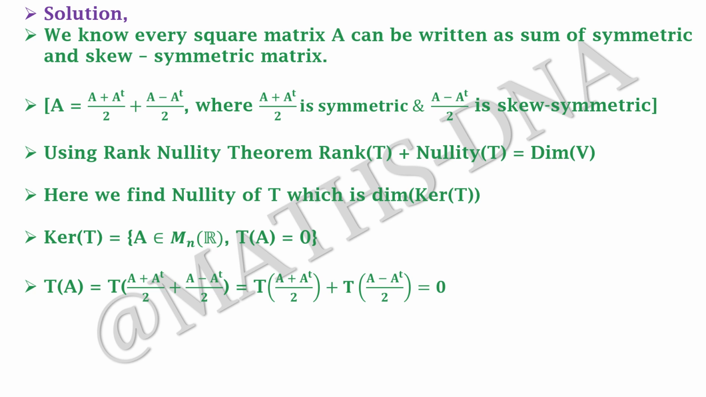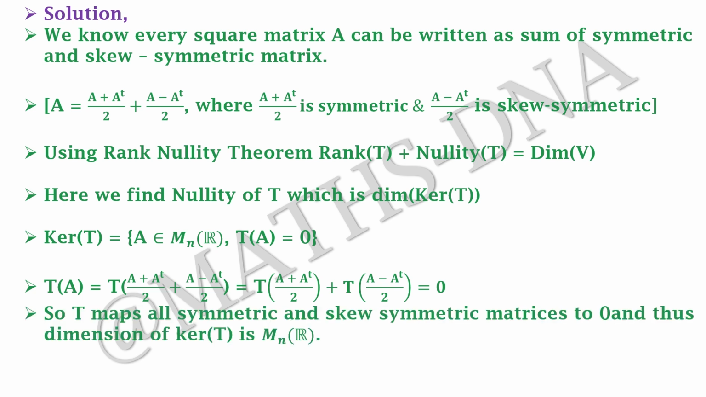Now this is already given to us in the question, which gives us that T maps all the symmetric and skew-symmetric matrices to 0, and thus the kernel of T is M_n(R). From here and from the rank-nullity theorem, we get that the rank of T has to be 0, because rank of T plus nullity of T is equal to dimension of V. The dimension of V is that of M_n(R) and the dimension of kernel of T is also that of M_n(R). Then we get rank of T is equal to 0, and therefore the correct answer is option C.